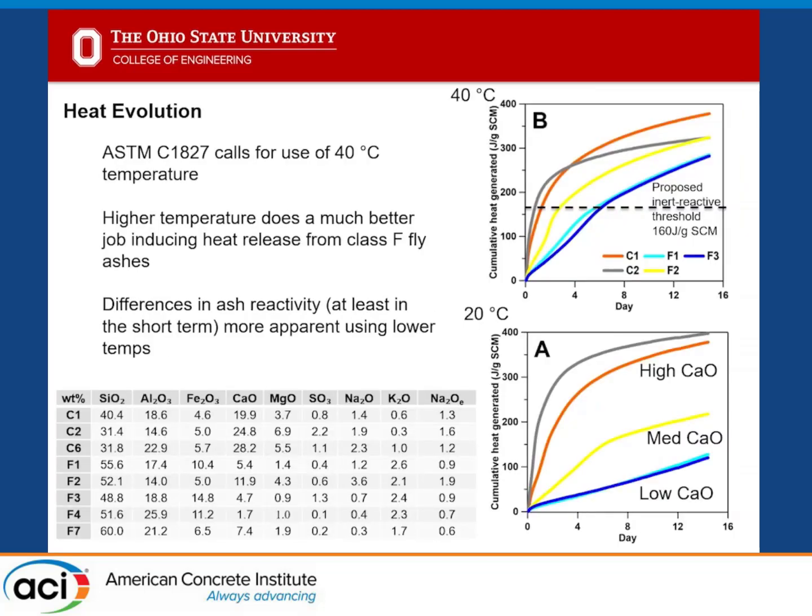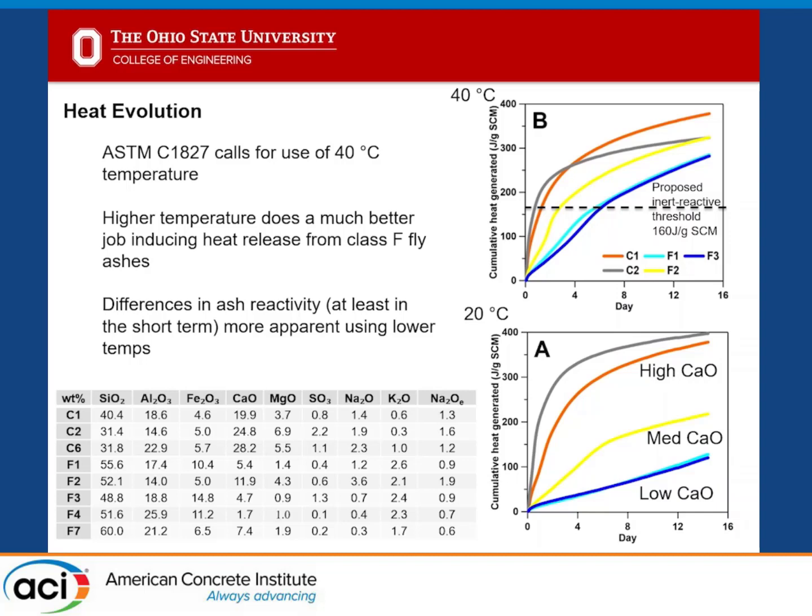So the first thing that we can see is that this is showing heat release data at 2 different temperatures. On the top is the typical R3 method using 40 C environmental temperature, and down below is 20 C, so lower temperature, slower reaction is what we would expect to see.